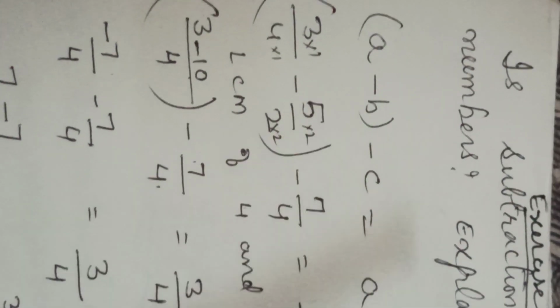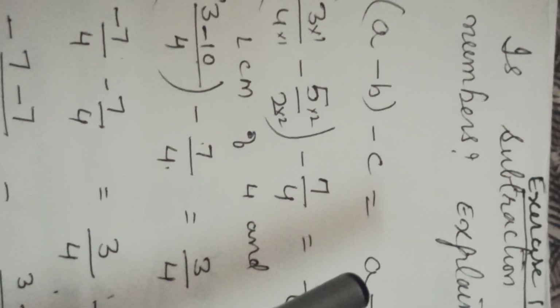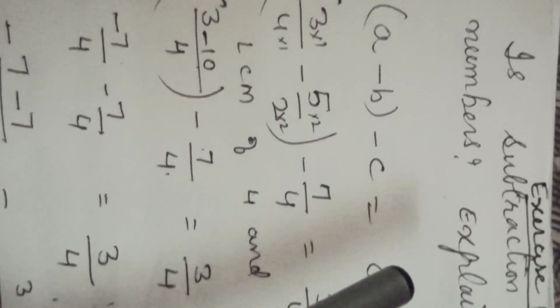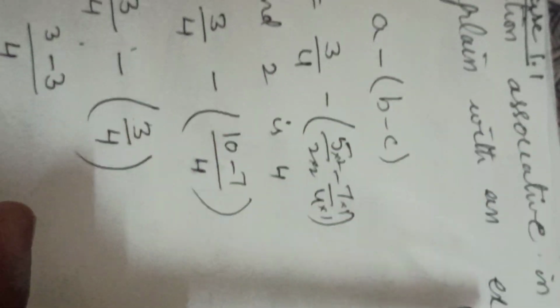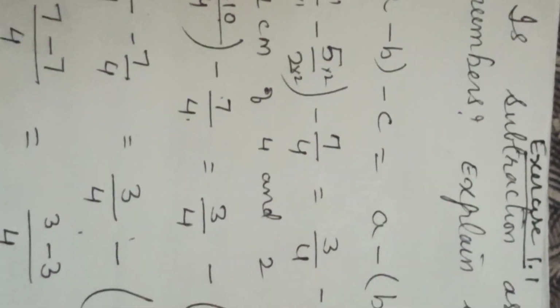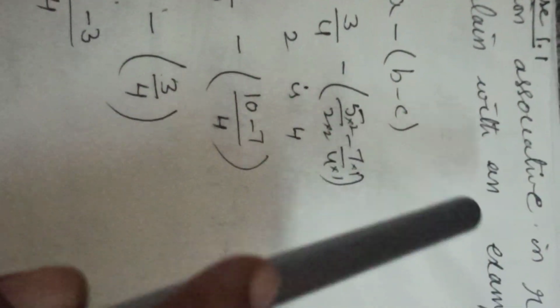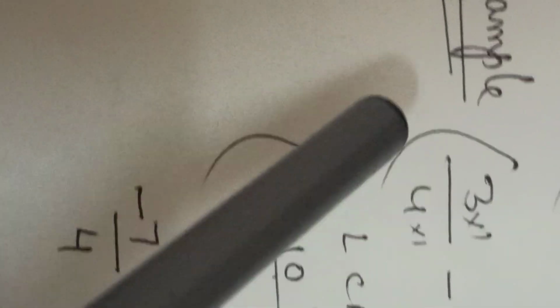Hello everyone. In continuation of exercise 1.1 from 8th class mathematics chapter 1 rational numbers, the 11th question is: is subtraction associative in rational numbers? We have to find out. Explain with an example. Associative means (a - b) - c equals a - (b - c). Now let us consider this example.